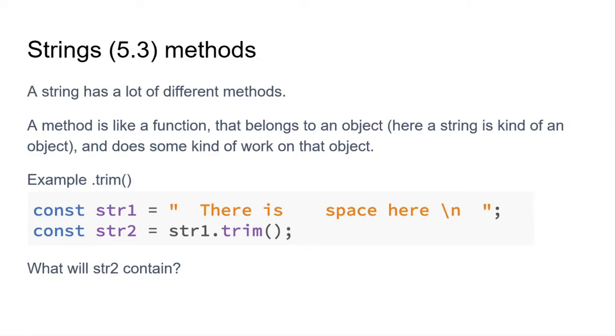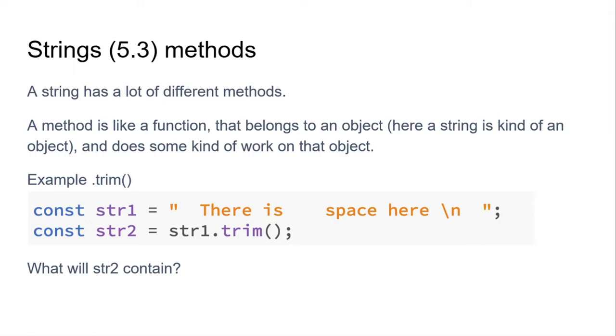We saw the property length, and string also has a lot of methods. A method is kind of like a function that belongs to an object, and string is actually a kind of object. Even though we distinguished between strings and objects, strings are also a special kind of object that works like an object most of the time.